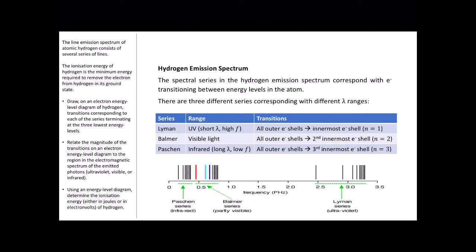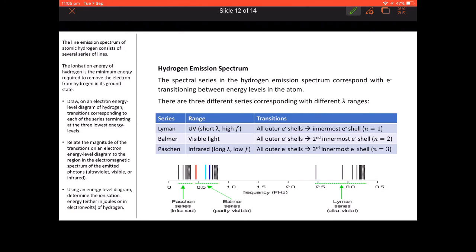So for the hydrogen emission spectrum, the spectral series correspond with electrons transitioning between energy levels of the atom. There are 3 different series, corresponding with different wavelength ranges, that you need to know. These are the Lyman, Balmer, and Paschen series. Lyman corresponds with the UV range. So if we've got our frequency graph here, the Lyman series is over here.